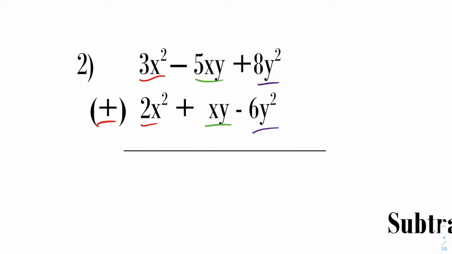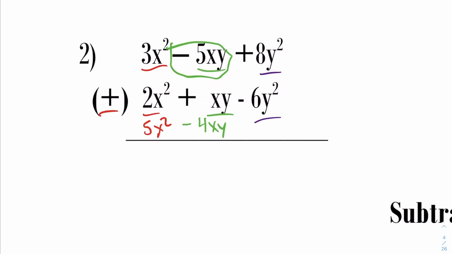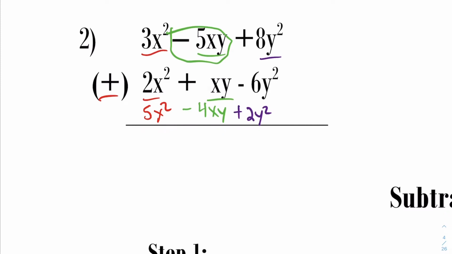So 3x squared plus 2x squared makes 5x squared. Negative 5xy plus xy. This is negative 5xy. We're adding one more xy to that. That's going to cancel out one of those negative xy's to make a negative 4xy. Positive 8y squared plus negative 6y squared. Those are going to subtract. 8 minus 6 makes a plus 2y squared as the final answer. And we're done.